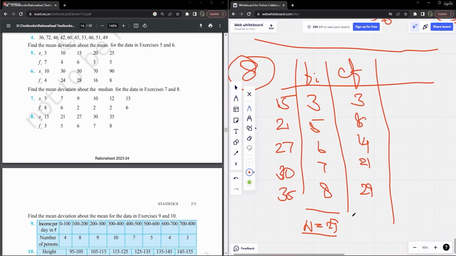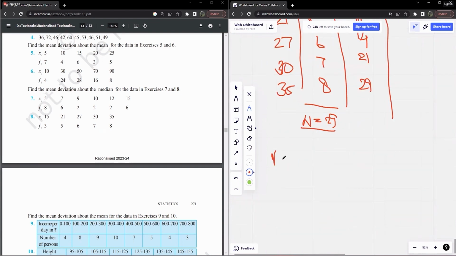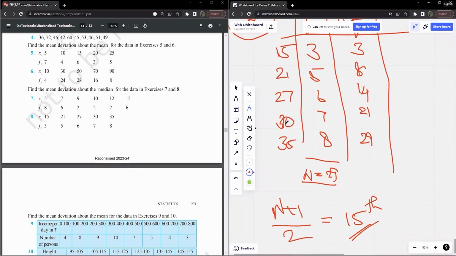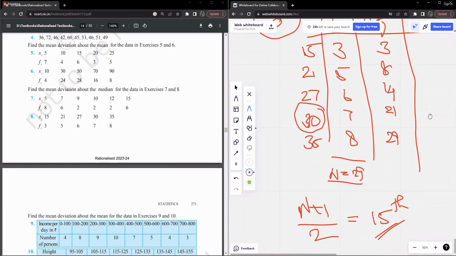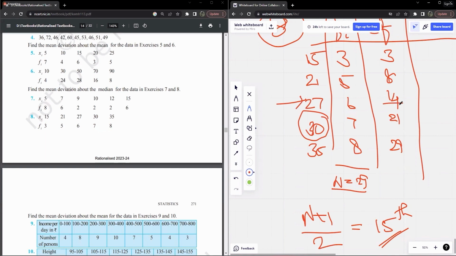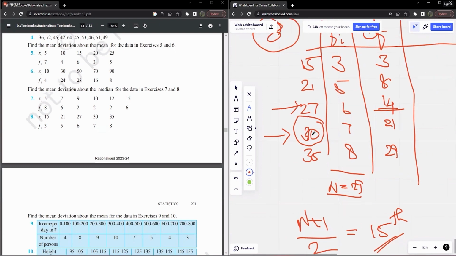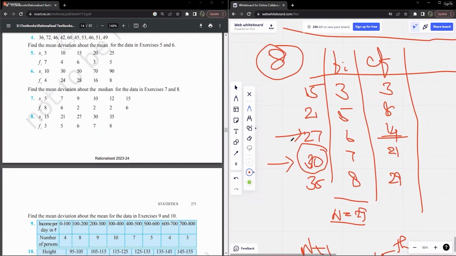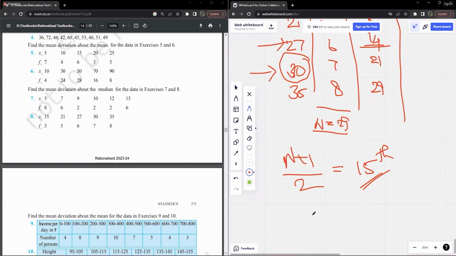Which is odd. So basically, your (N plus 1) by 2, that is going to be 15. Your 15th term is going to be the median. The 15th observation falls in this class, because up till 27, we have completed 14 observations. The 15th observation comes in the class of 30, which means that your median M is going to be 30.